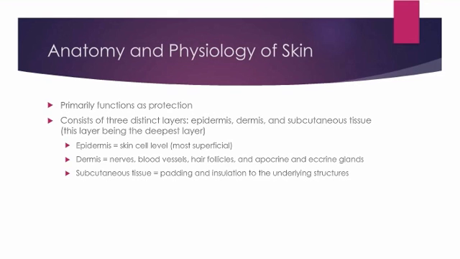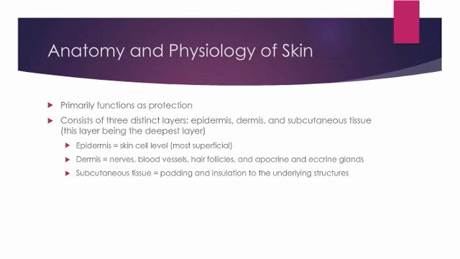Having a short understanding of the anatomy and physiology of the skin will help you understand how topical agents work. We know that the skin functions primarily to protect us from the world and the things around us. When we think about the skin, it consists of 3 distinct layers: the epidermis, the dermis, and subcutaneous tissue, the subcutaneous tissue being the deepest layer of these 3. The epidermis is the most superficial in that it is the skin cell level. This is where we have skin cell turnover. If we are sloughing off our skin, this is the layer in which that takes place.